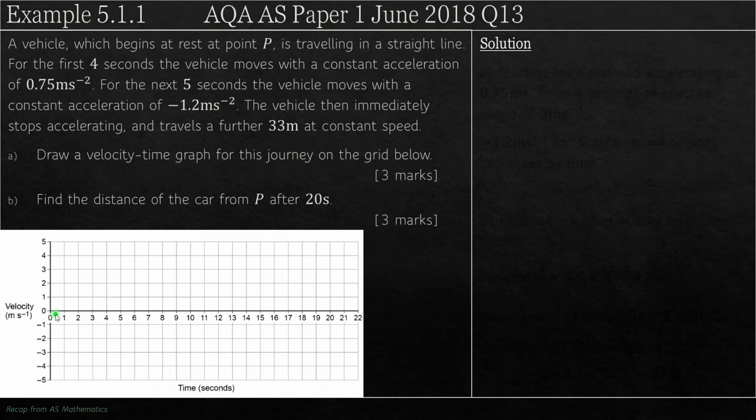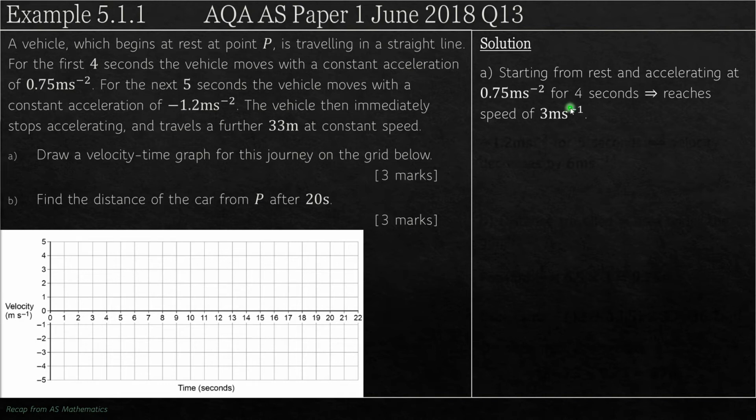It travels in a straight line. For the first 4 seconds, the vehicle moves with a constant acceleration. So for the first 4 seconds, we're going to see a straight line. And the gradient of that line will be 0.75. If it accelerates at 0.75 meters per second squared for 4 seconds, that means it will reach a speed of 3 meters per second.